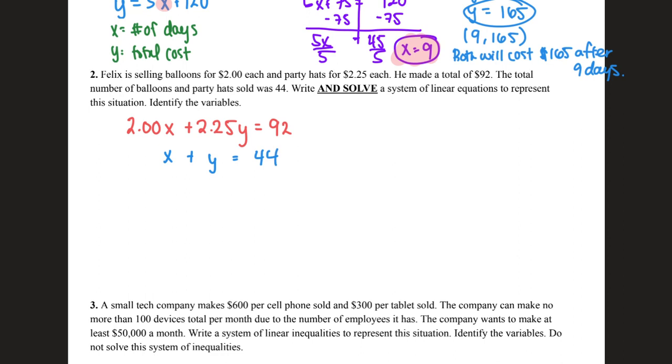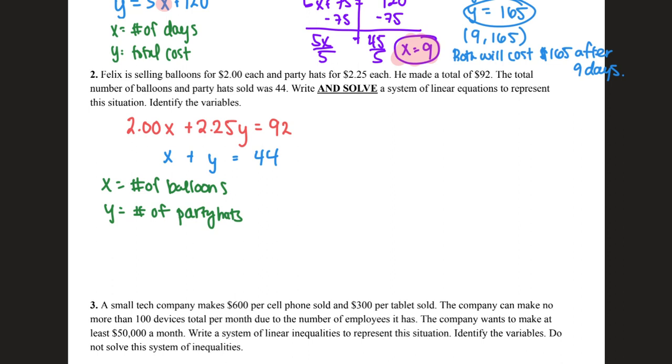So let's identify what our variables are. So x in this case is going to be the number of balloons, and y represents the number of party hats. All right, so then it does say that we need to solve. So in this case, since both equations are written in standard form, I'm going to use elimination. You could also use substitution. However, if you're going to use substitution, you're going to have to solve for either x or y in this equation. So I'm going to solve using elimination, but in order to eliminate, I'm going to have to multiply one of the equations.